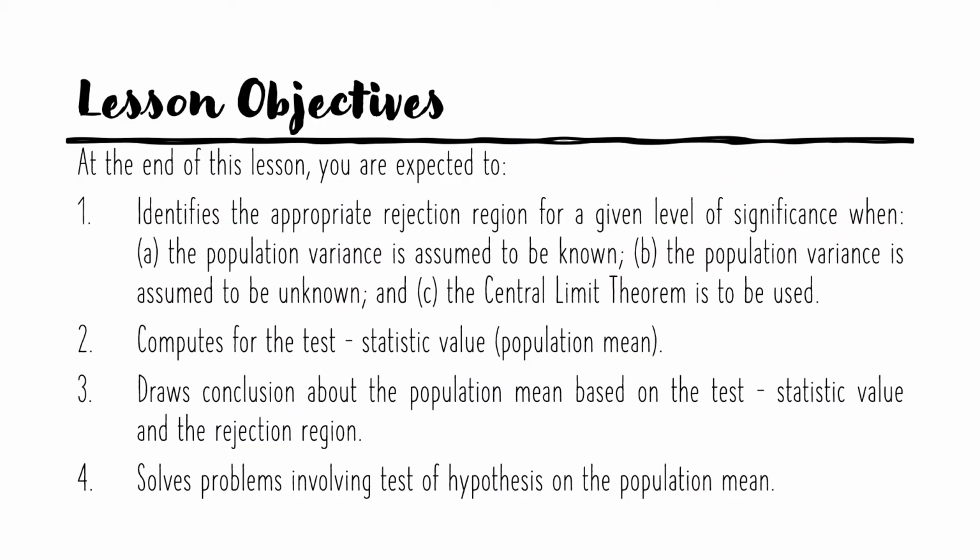Our lesson objectives: at the end of this lesson, you are expected to, first, identify the appropriate rejection region for a given level of significance when A. the population variance is assumed to be known, B. the population variance is assumed to be unknown, and C. the central limit theorem is to be used.